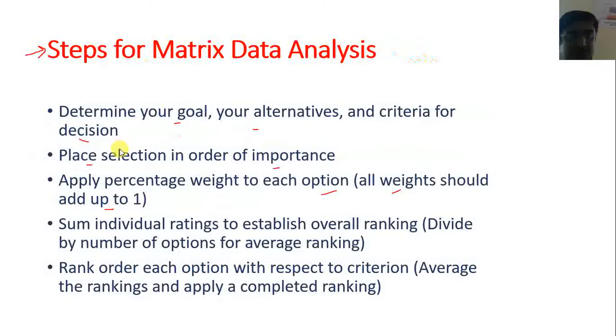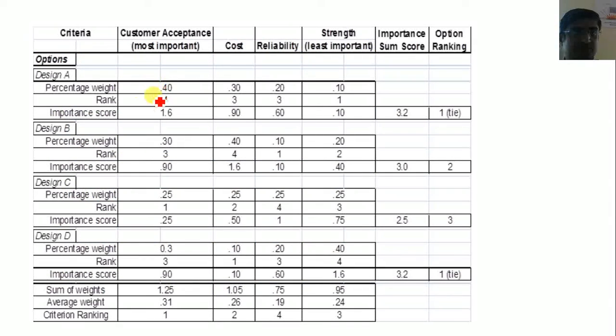First of all, if you want to draw this matrix data analysis, you have to place the various groups of design. Here is the first design, second design, third design, and the fourth design. And now you have to place the criteria. The first one is the most important, which is the customer's acceptance, then the cost of the product, then the reliability of the product, and finally the strength of the product, which is the least important.